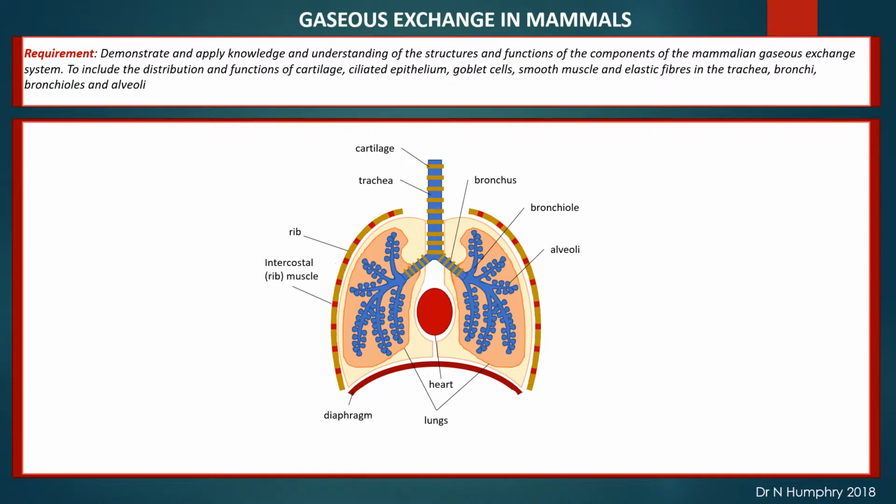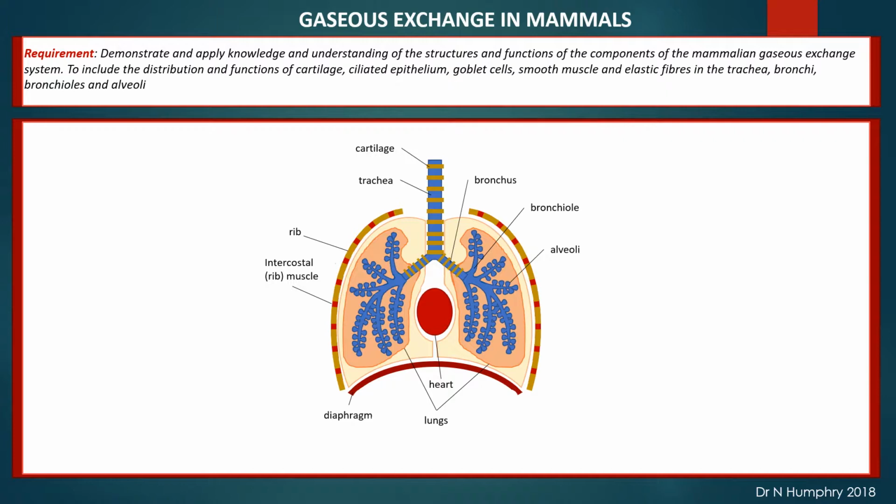In mammals, the gaseous exchange surface is found in the alveoli of the lungs. Airways in the lungs need to be large, strong, and flexible. Air passes through the mouth and down the trachea, which divides into the two bronchi, and the structure of the trachea and bronchi is supported by C-shaped rings of cartilage, preventing airway collapse when air pressure is low.